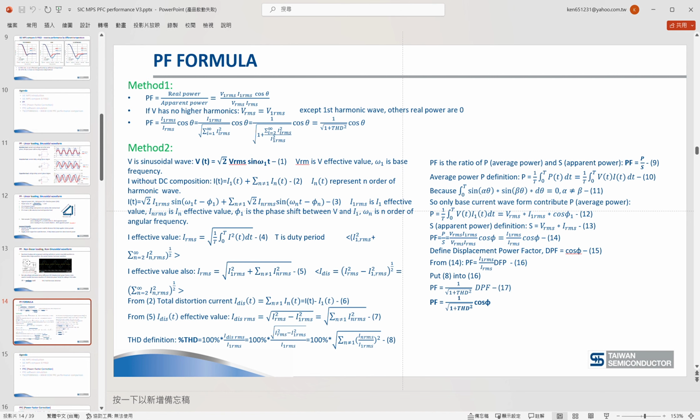How do we calculate this formula? There are two maths from a physical consideration. If you want a clear mathematical calculation, you can use math 2. It's from the voltage waveform with THD considered, and after some mathematical calculation, finally we get the power factor equals 1 divided by the square root of 1 plus THD squared, times cosine theta.